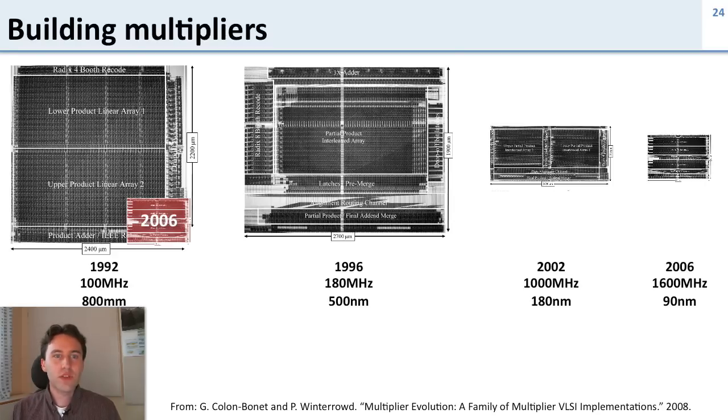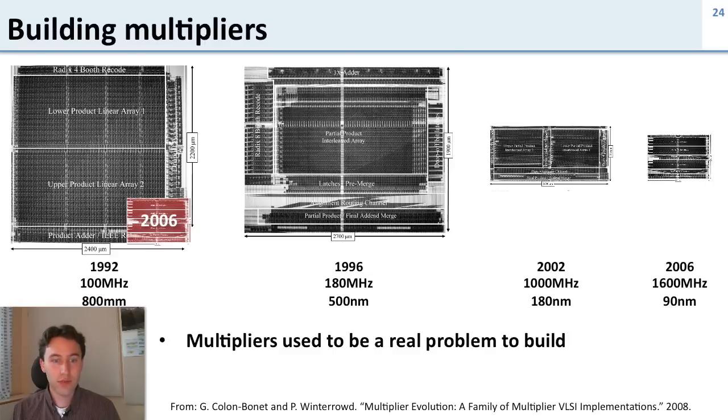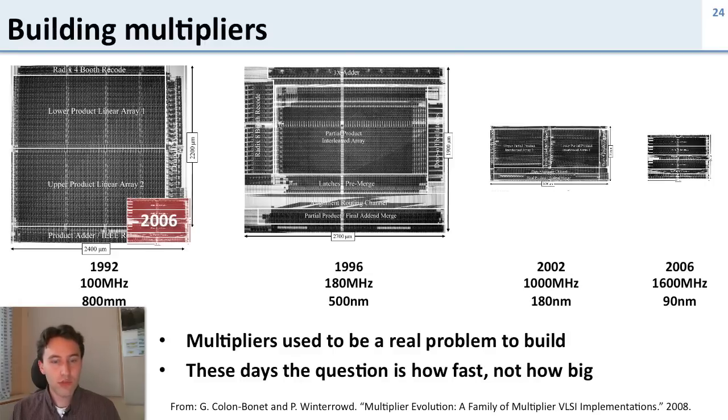This is why these sorts of multipliers are becoming more and more common, because as we get to put more and more transistors on, it's very easy to build a fast multiplier that does the whole thing in parallel. A long time ago, when we had many fewer transistors per chip, you wanted to use serial multipliers because you couldn't afford to put that many transistors just doing multiplies. So they used to be a real problem to build, and these days the question is how fast we can make them, not how big they are.